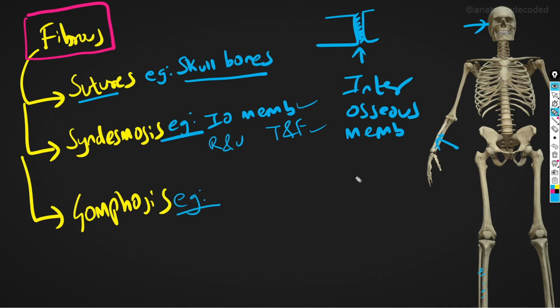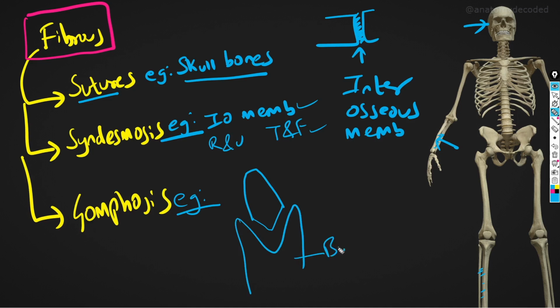Then gomphosis. Gomphosis is specifically present in the tooth. The tooth which articulates with the socket is also referred to as a peg and socket joint. There is a tooth that will articulate with the bony socket.